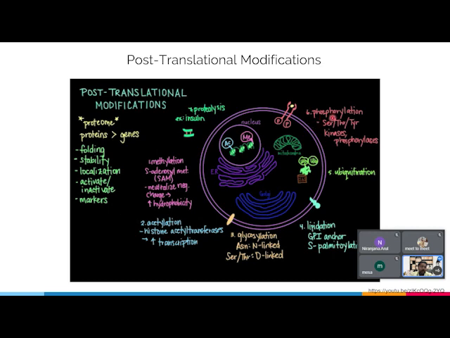Sixth is phosphorylation. Activation of proteins, especially enzymatic activation of proteins, is done via phosphorylation. Essentially, a phosphate group is added to a protein, and that signals that the protein is now active to do whatever its biological function is.